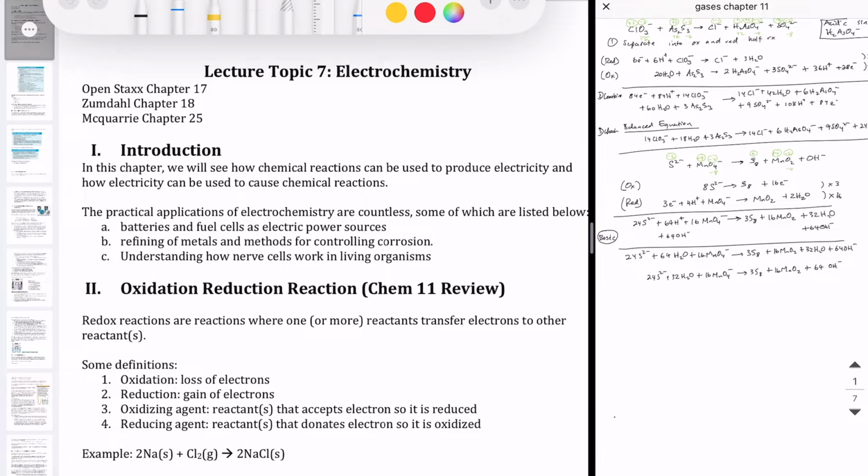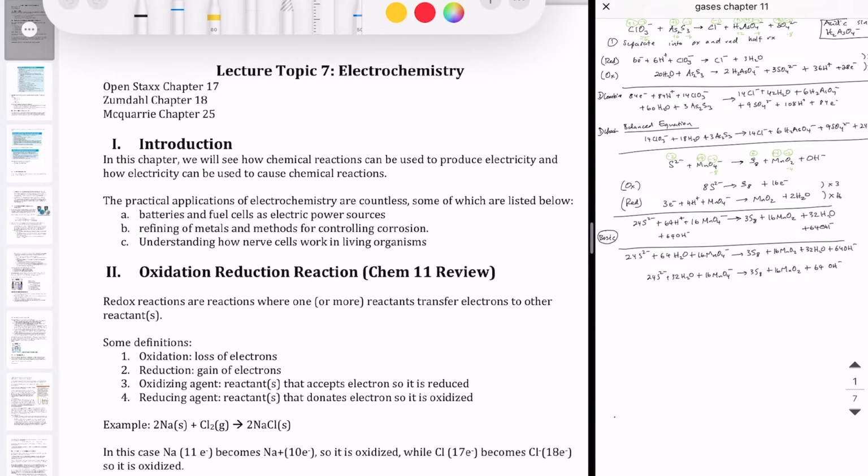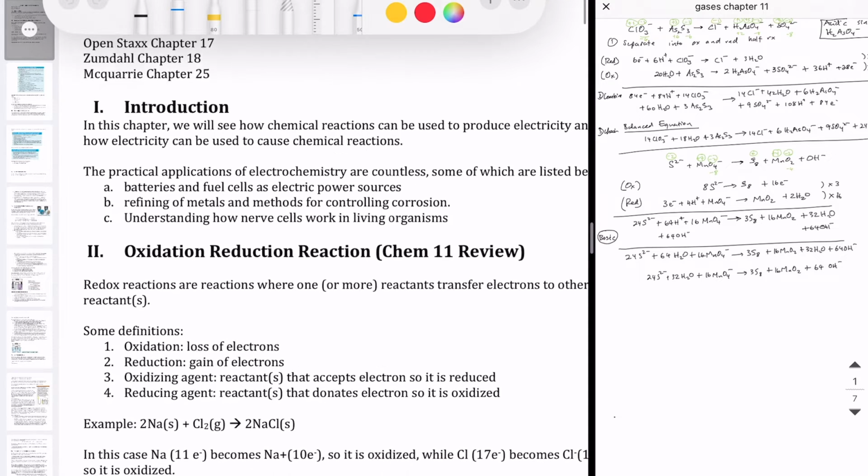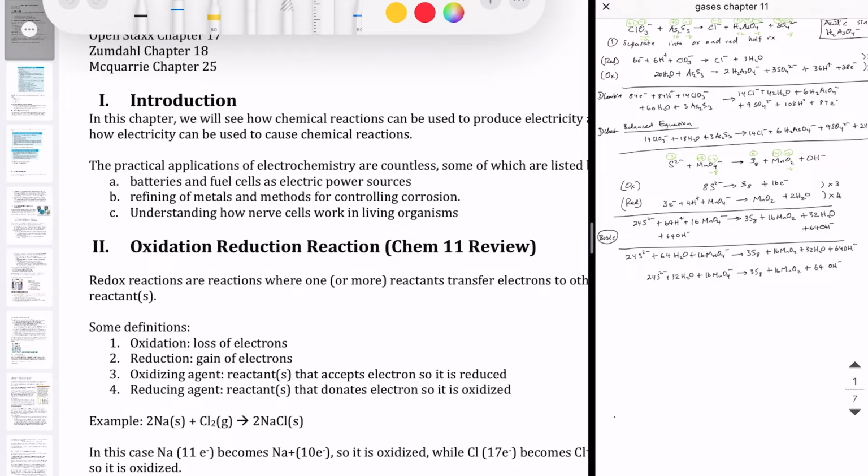So we're starting a new chapter now called electrochemistry, and this is really a topic that has a lot of applications in the real world. In this particular class, we're going to look at the theoretical underpinning of how these chemical reactions can be used to generate electricity and how to use electricity to push chemical reactions that are not spontaneous to happen. But there are multiple applications in engineering and other fields.